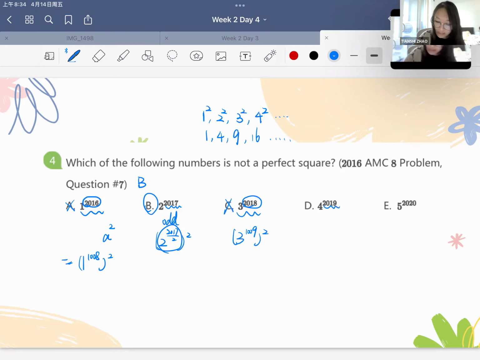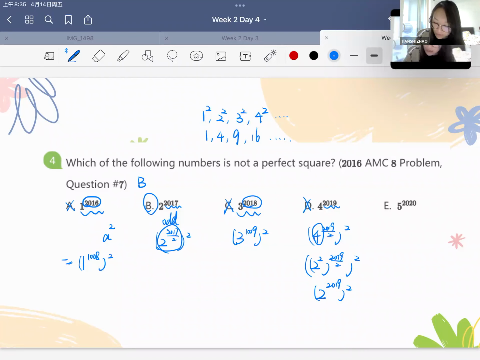And for D, even though the exponent is an odd number, we can write it in the form of 4 to the power of 2019 divided by 2, and then to the power of 2. And here, 4 is already a perfect square, which can be written as 2 squared. So this number can be written in the form of 2 to the power of 2019, squared. So this is a perfect square number. So D does not make sense.